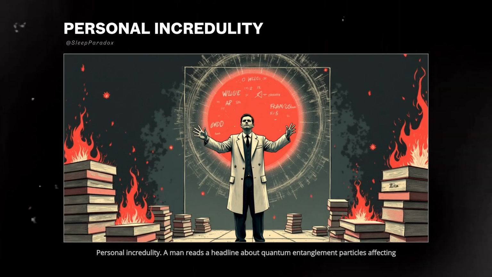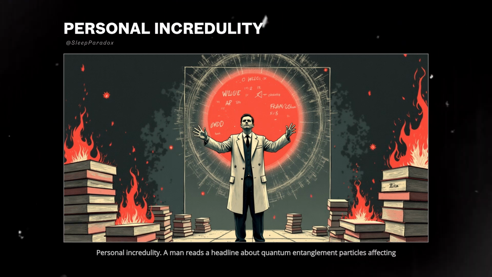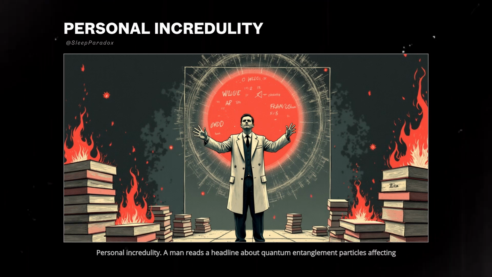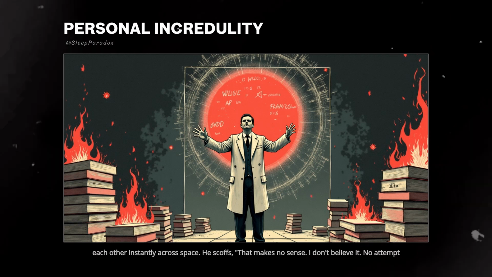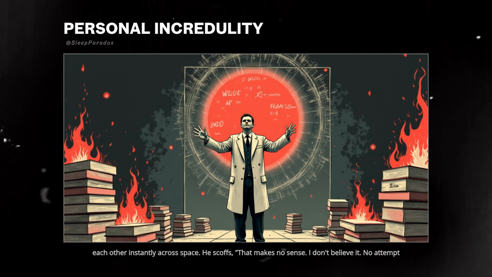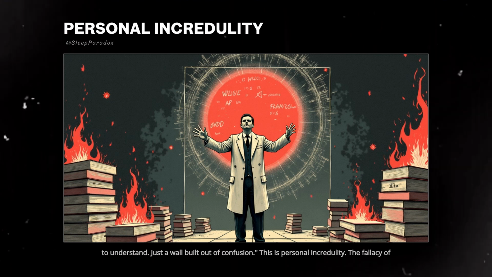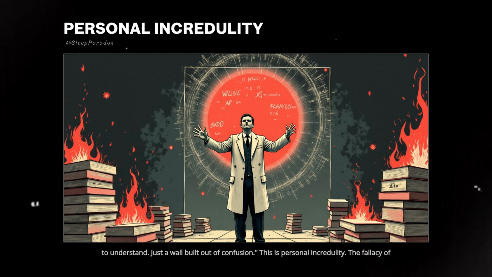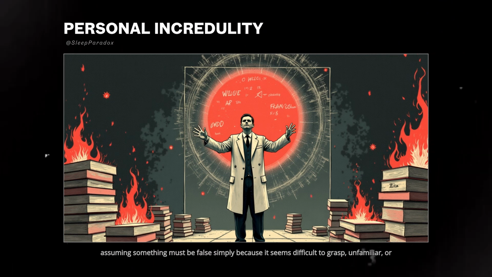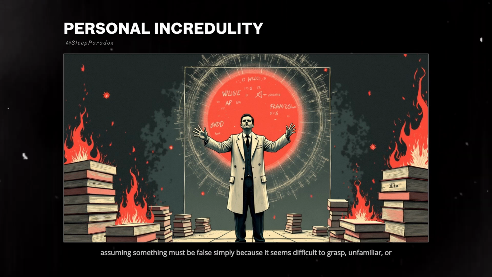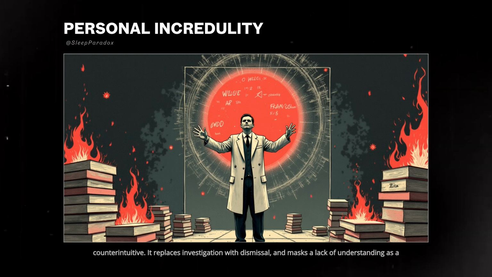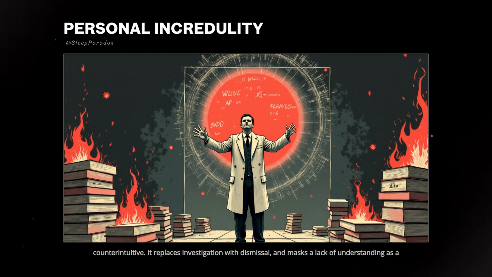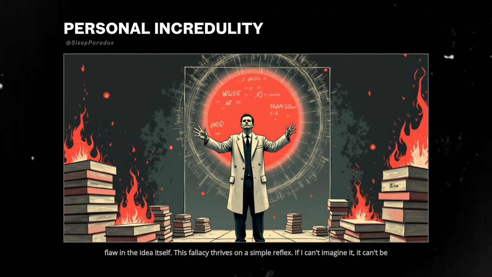Personal incredulity. A man reads a headline about quantum entanglement, particles affecting each other instantly across space. He scoffs, "That makes no sense. I don't believe it." No attempt to understand, just a wall built out of confusion. This is personal incredulity. The fallacy of assuming something must be false simply because it seems difficult to grasp, unfamiliar, or counterintuitive. It replaces investigation with dismissal and masks a lack of understanding as a flaw in the idea itself.